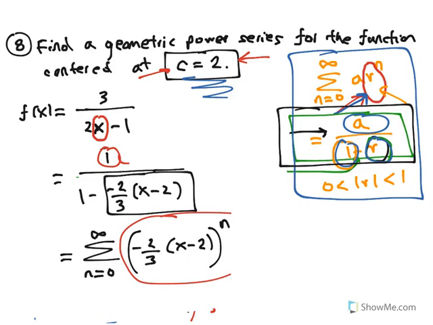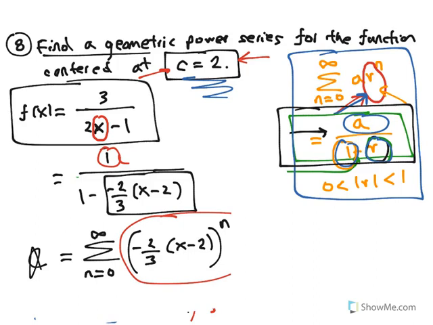So the last thing that we need to do for this problem is to find the interval of convergence. I should have written that in the instructions, so we're going to add that to the instructions. We want to find the interval of convergence for this geometric power series. In other words, for what x values will this geometric power series represent our function exactly? So to find that, you're just going to use the fact that the geometric power series will converge when the absolute value of its common ratio is less than 1, which is what we have here.